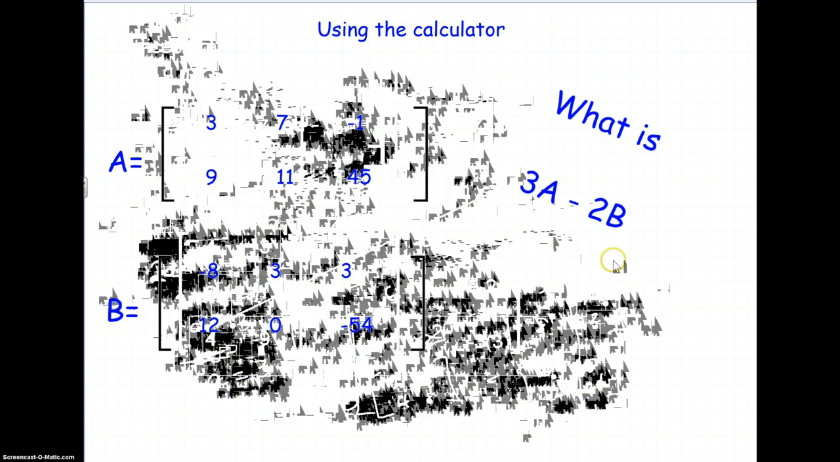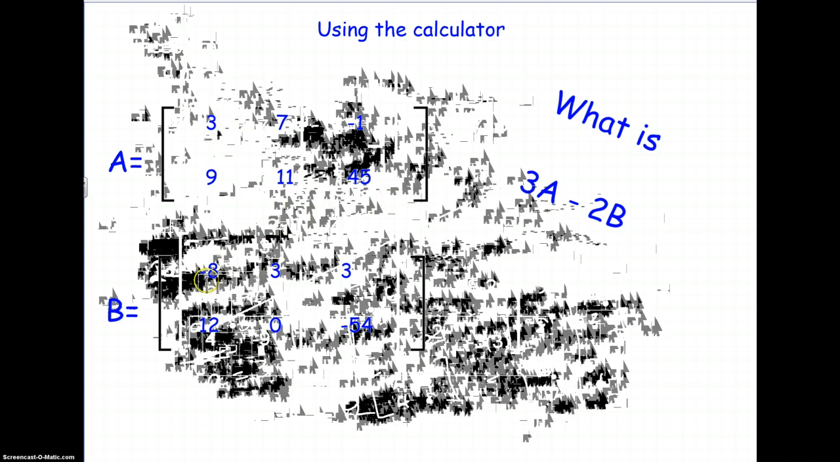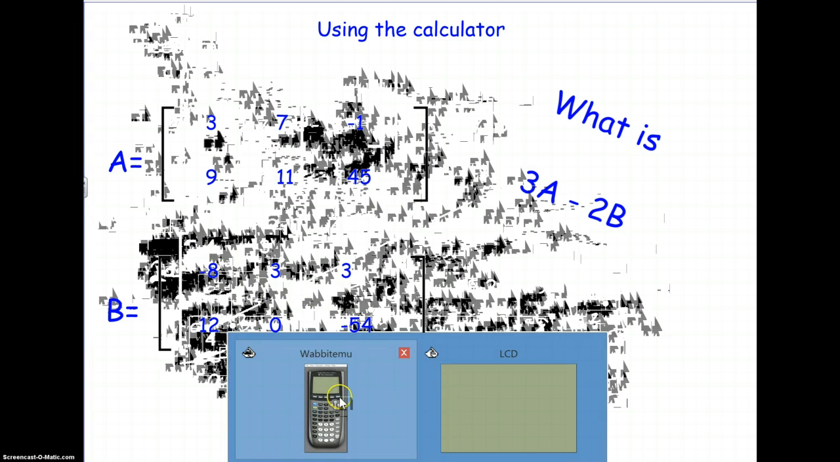What I'm asked here is to compute 3A minus 2B. I can write out the matrix 3 times A and 2 times B and then subtract them. Or I can do it one element at a time and say, okay, 3A, that would be 3 times 3 minus 2 times negative 8. So 9 minus negative 16 is going to be positive 25. And I can figure out each element manually, or I could use the calculator.